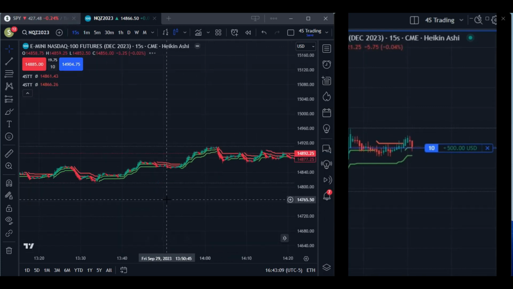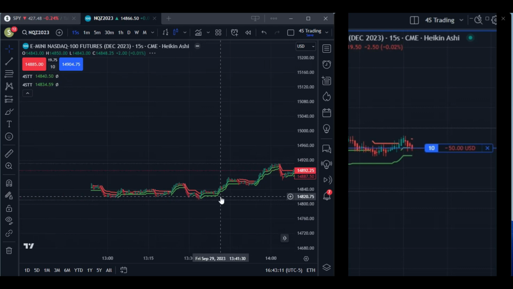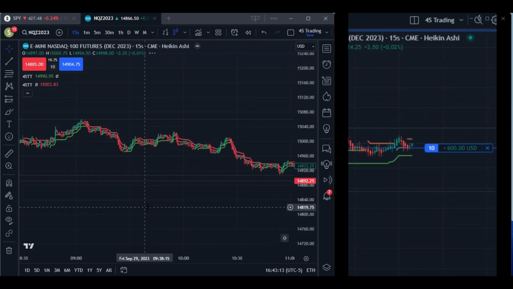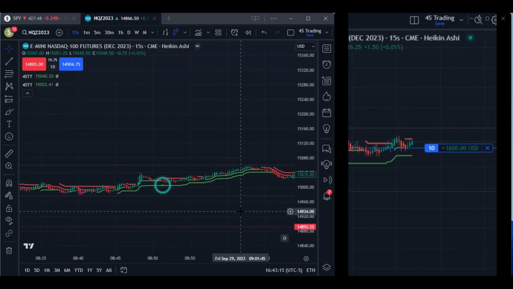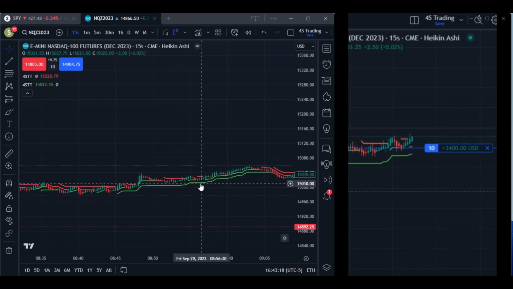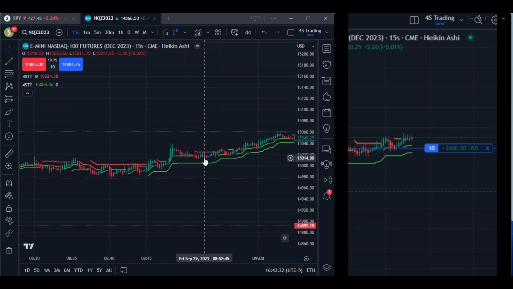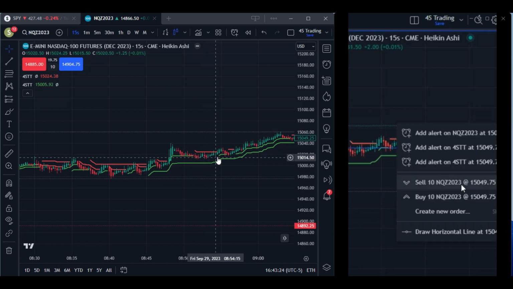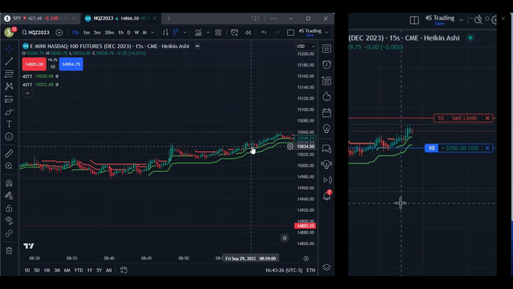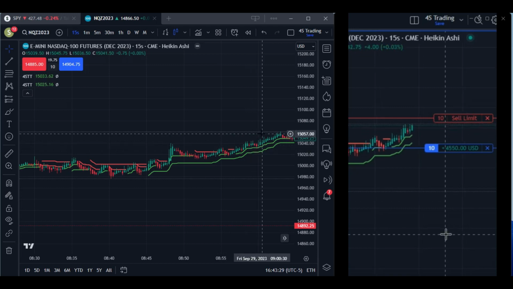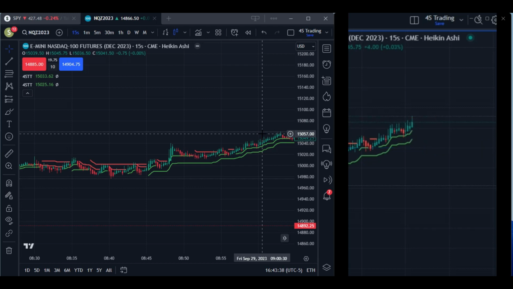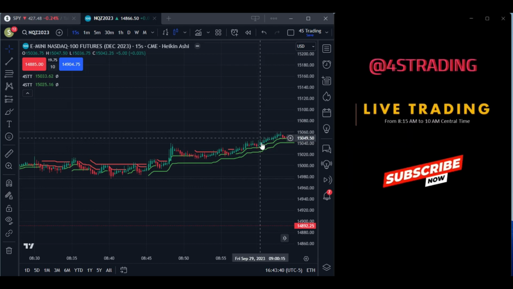Okay, let me go to the 15-second chart, where it will be pretty visible for you. Okay? So this is where the consolidation is, and we entered here around this range, and from there we are nicely moving up, and then you see that the sell limit for that order is already placed for 15,050, where we expected the price to hit. There it is. Okay.